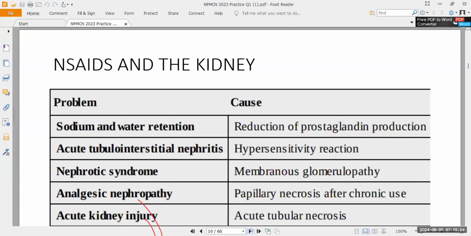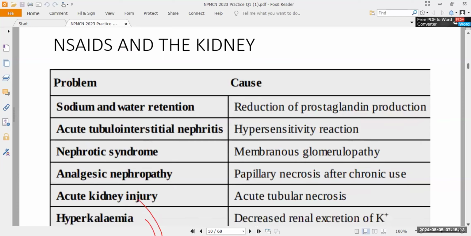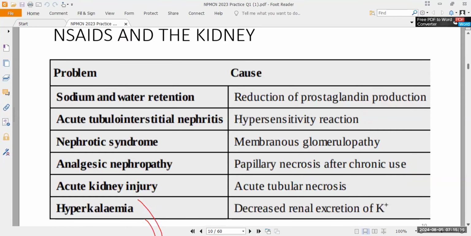So I just put up a slide on NSAIDs and the kidney. The various ways by which NSAID can cause kidney injury include sodium and water retention. This occurs due to reduction in prostaglandin production, leading to increased renal sodium chloride reabsorption, and also decrease in sodium and increased serum potassium.